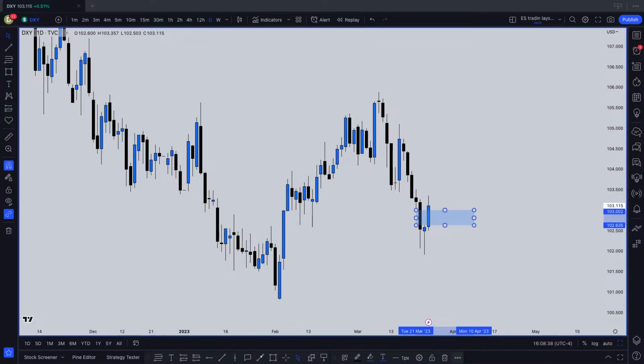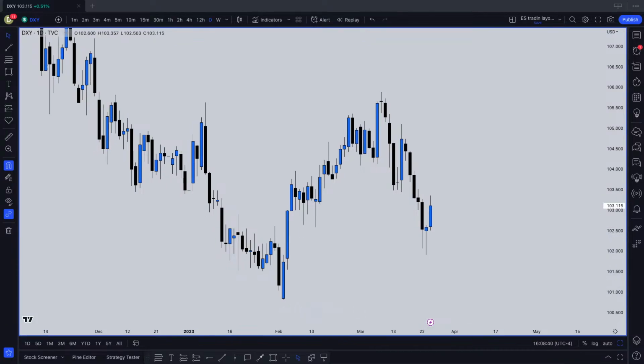So on the upside, for dollar index, my first target will be this SIBI in here, this fair value gap. So first target on the dollar will be the 103.